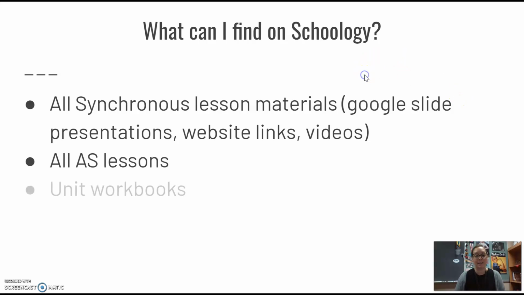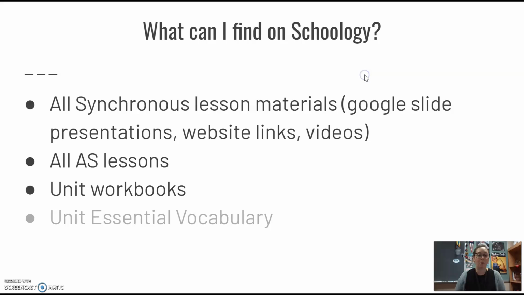All asynchronous lessons, unit workbooks, unit essential vocabulary, and grades, obviously. Asynchronous lessons, there are 3 per week. So 3 different lessons that I expect students to complete outside of our time together. I try to keep them as simple and straightforward and to the point as possible. I don't want to play gotcha with students. I don't want them to do 8 different parts for every lesson.